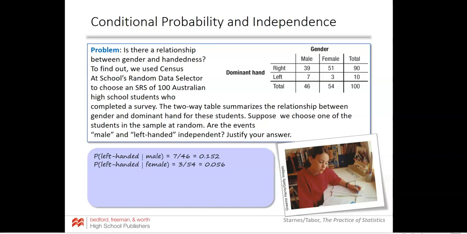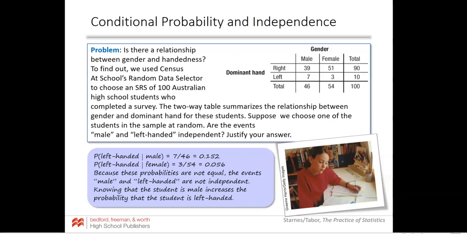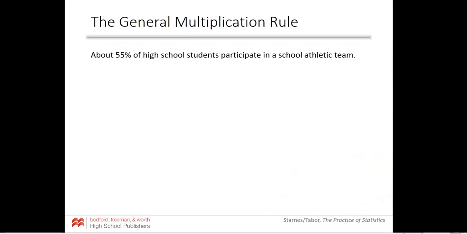Is there a major difference between those two? If they were like 1% off, I might fudge it and say it's mostly independent. But these are not independent, because it makes a big difference. If you're male, evidently you're much more likely to be left-handed than females are. I guess I don't know, it might be true. So the general multiplication rule, this is taking it a step further.